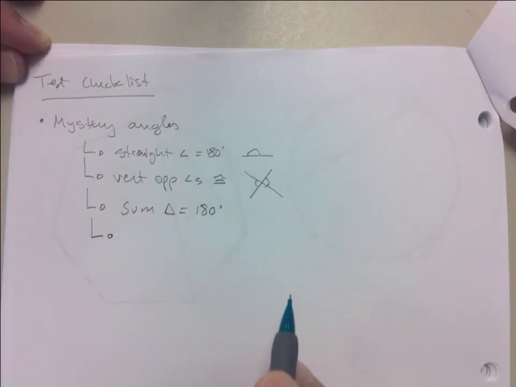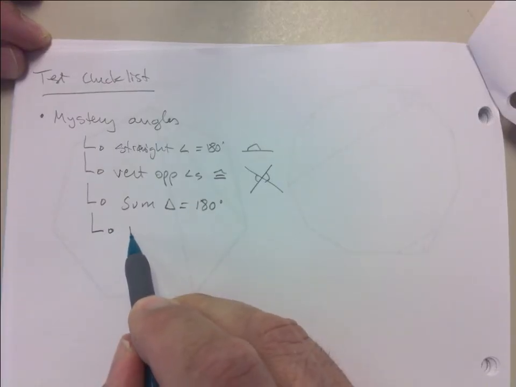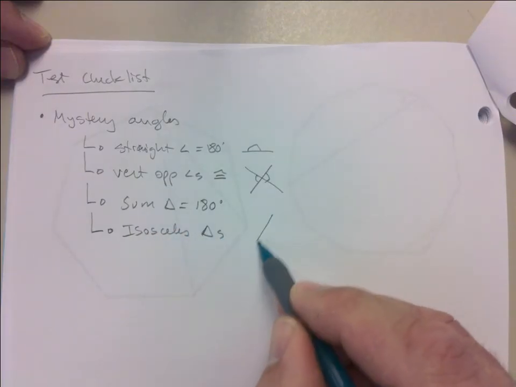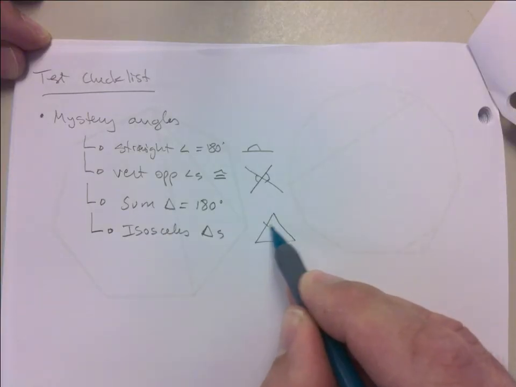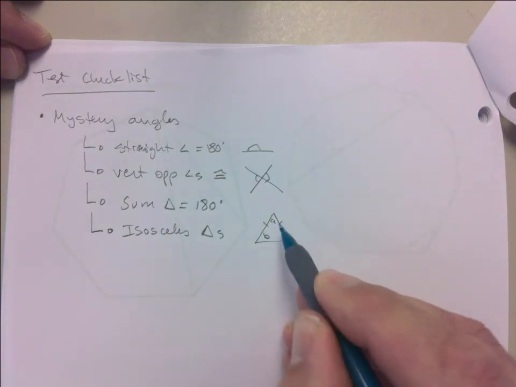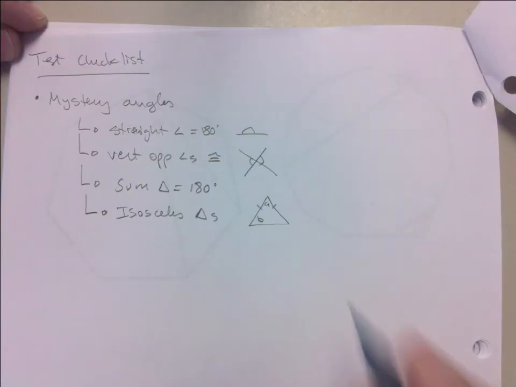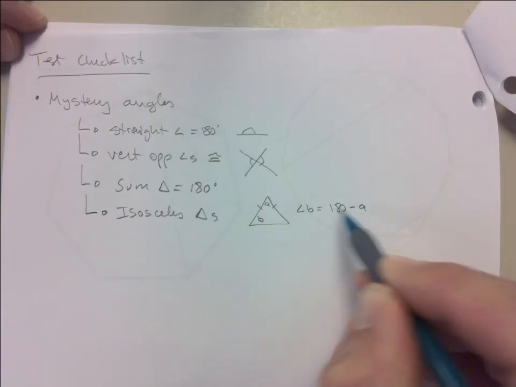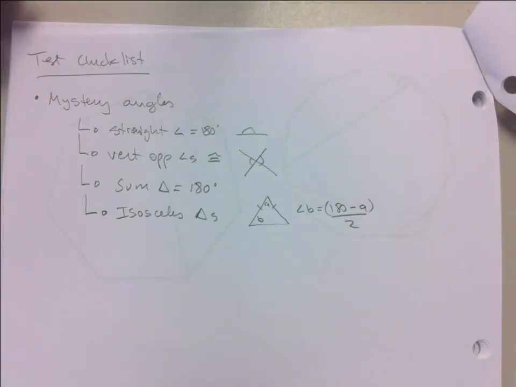You have to know your isosceles triangles. If you know both of these sides and you want to know B, this would be A at the top here. To find angle B, you just go 180 minus A, divided by 2. Basically, if you know one angle in an isosceles triangle, you know all the angles. I hope you remember that.